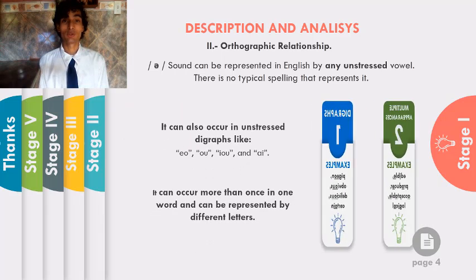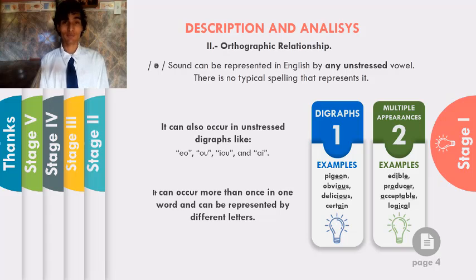Unstressed schwa can also occur in unstressed digraphs like E and O as in the word pigeon, O and U as in the word obvious, I, O, and U as in the word delicious, and A and I as in the word certain. Like I said before, it can occur more than once in one single word and be represented by different letters. Examples of these would be the words edible, producer, acceptable, and logical.